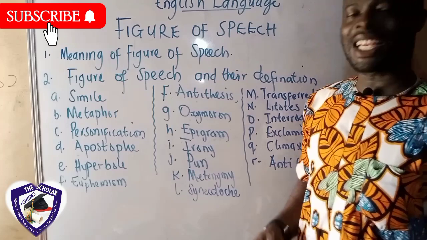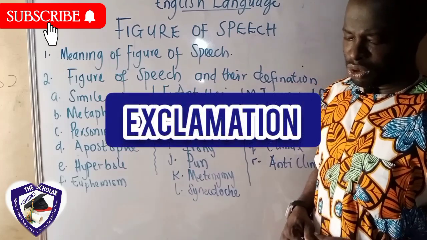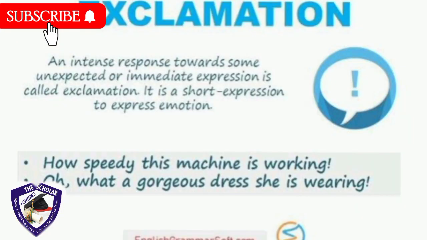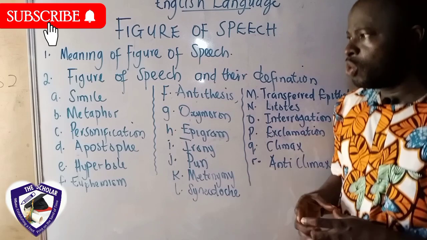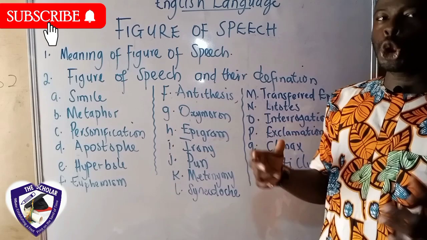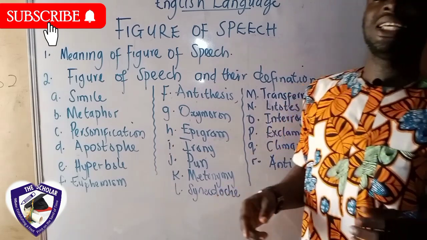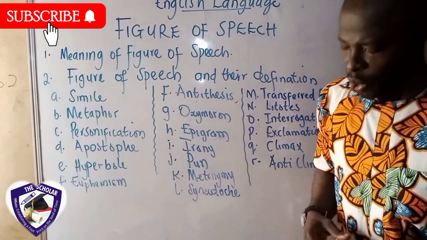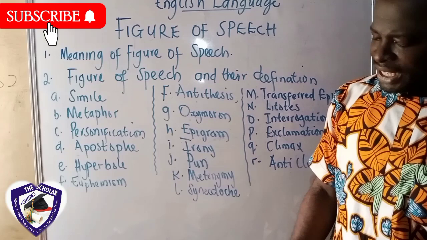Now the next is exclamation. So what do we call exclamation? It's a figure of speech which is used to express an idea in the form of an exclamation. For instance, if I say, what a piece of work is man! This is an exclamation, showing that probably I have gotten a reason to marvel about the creation of man.